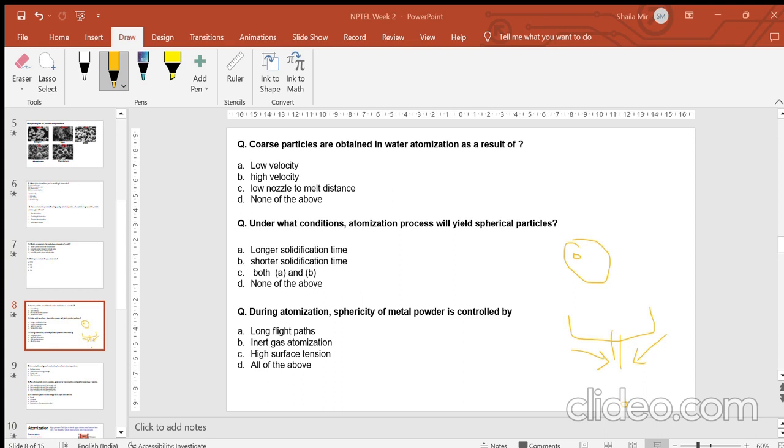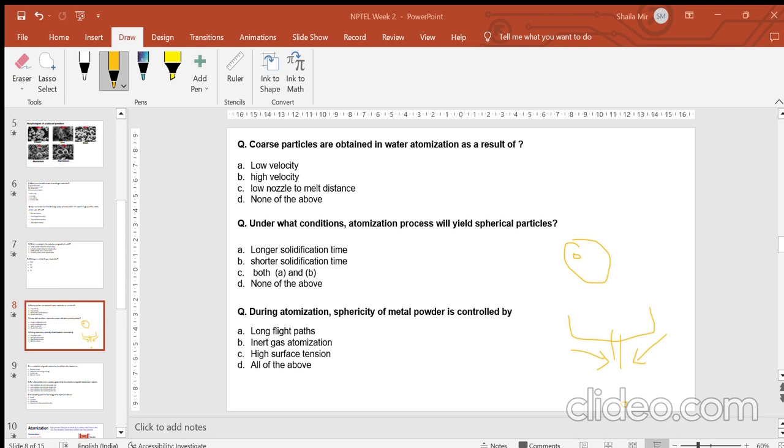Then we are talking about high surface tension, because the sphere has to form with the lowest surface energy. Because of the lower surface energy, it will have high surface tension, and that will result in the formation of a sphere. So the answer would be all of the above. Is it clear? I think we will move to the next question.